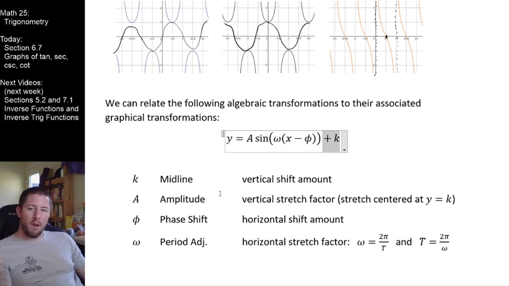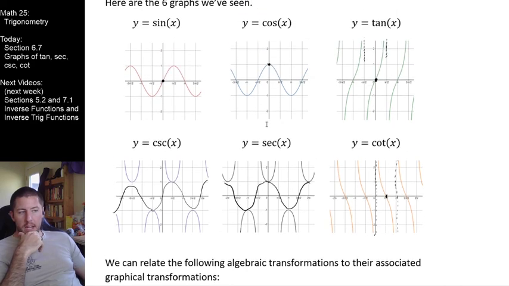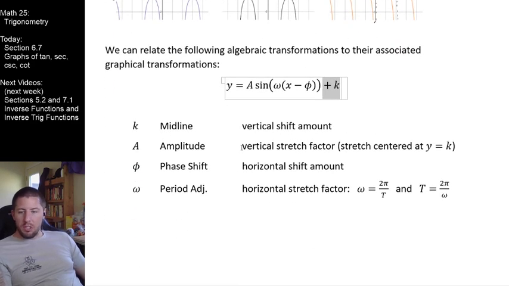It's our midline for all these functions, I guess, but that word is a little bit weird for everything but sine and cosine. Our amplitude is our vertical stretch factor relative to the midline of K. So we're stretching from the midline by a factor of A. And again, amplitude is a word that really only makes sense for sine and cosine, but the idea of a vertical stretch factor makes sense for any of these functions here.